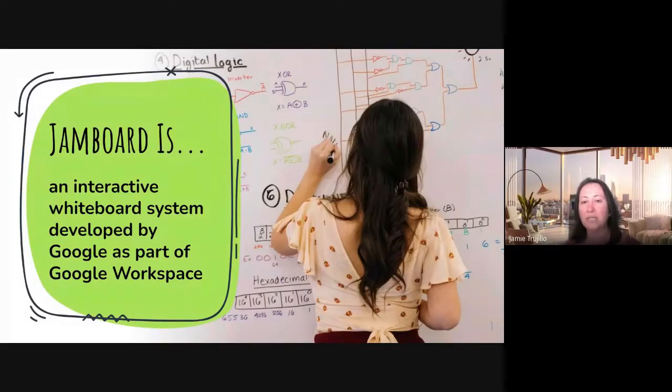So Jamboard is an interactive whiteboard system that was developed by Google as part of Google Workspace. Google Workspace has so many different wonderful apps that we are going to be talking about in future Tech Talks, but Jamboard is just one of those. And of course, it means that it is part of Google integration and it is free, which is always nice.